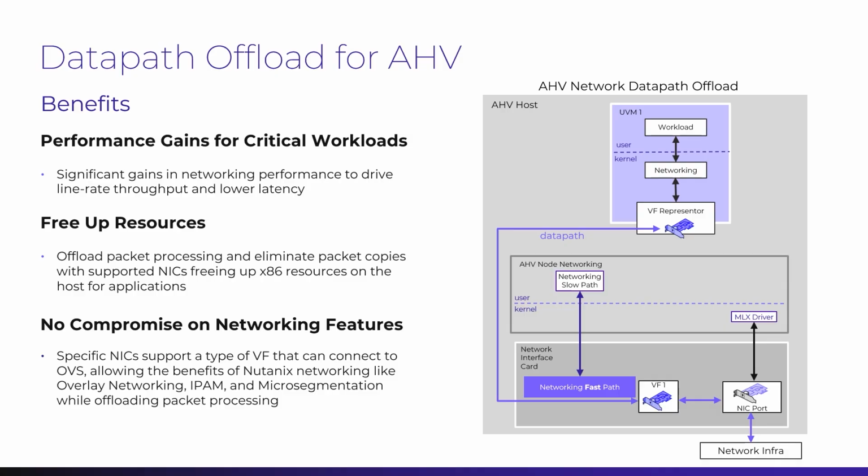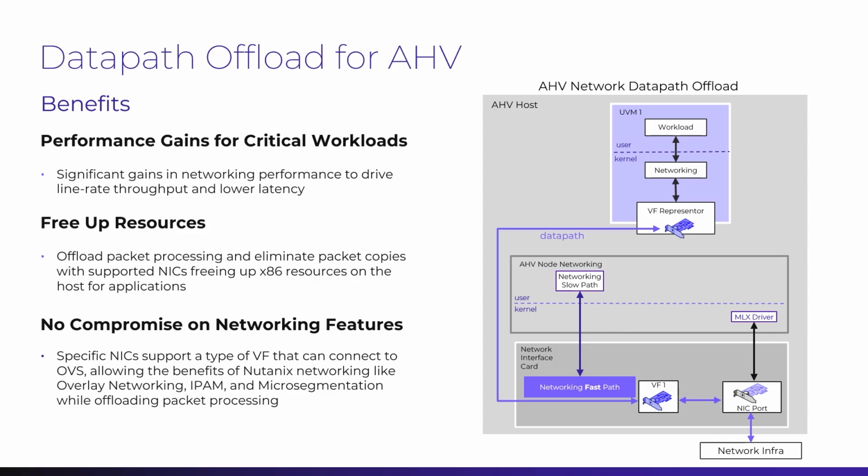With this release, we introduce Network Data Path Offload for AHV. Data Path Offload moves these tasks to specialized hardware known as SmartNICs or DPUs, allowing these DPUs to handle network processing directly in hardware. This includes functions like packet forwarding, filtering, and some advanced capabilities like connection tracking. By the way, connection tracking will actually be offloaded in a future release.